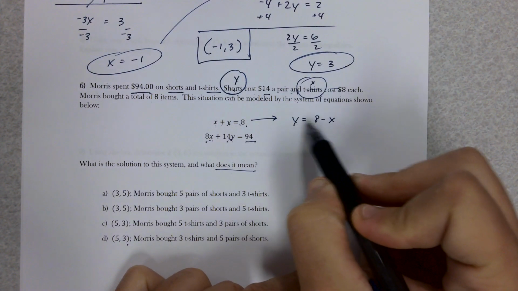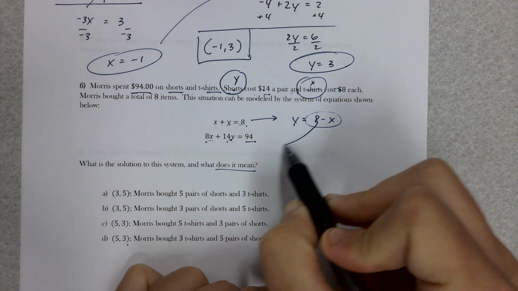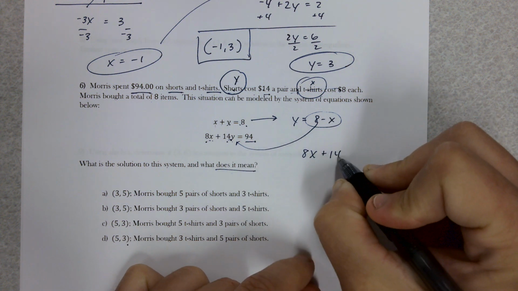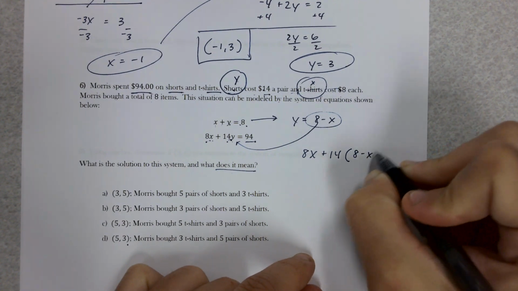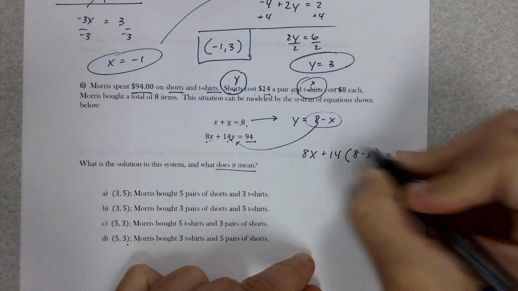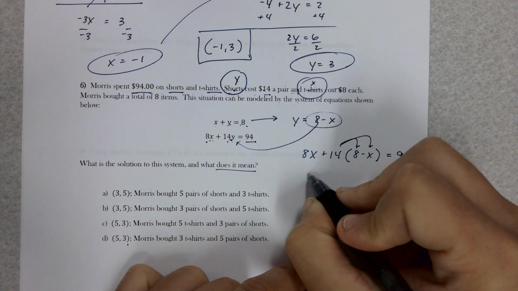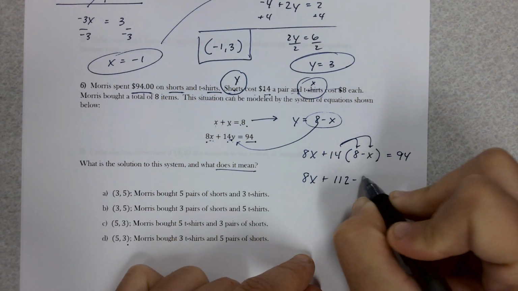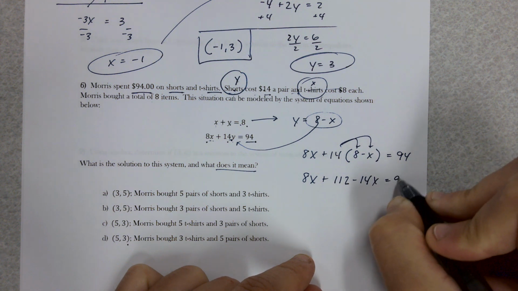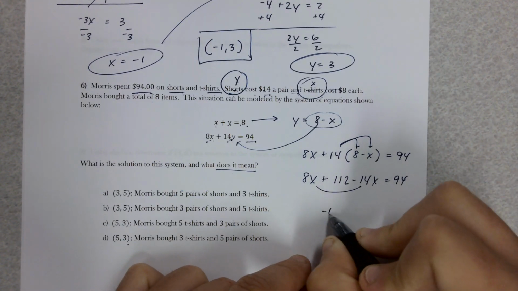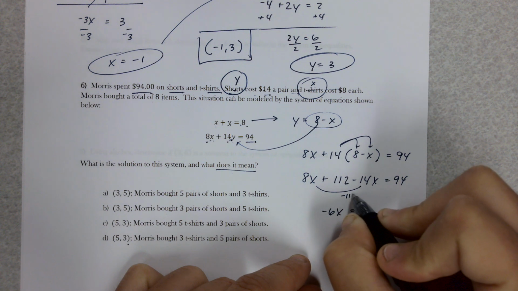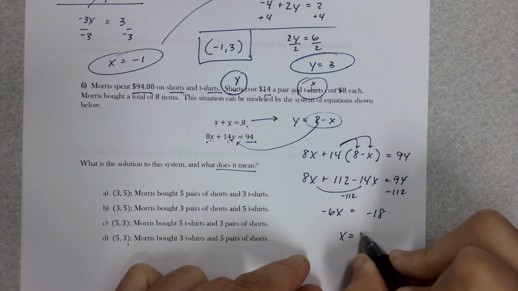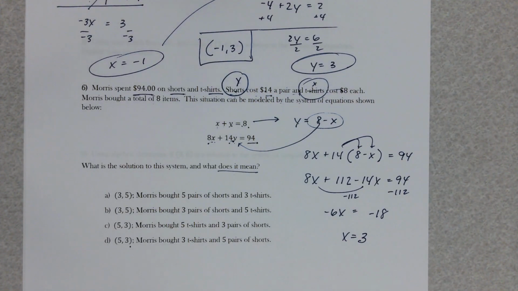I can easily isolate y, take all this stuff, plug it in for y. That gives me the equation 8x plus 14 times 8 minus x is equal to 94. I can distribute and start to solve. So we've got our 8x plus, that'll be 112 minus 14x equals 94. I can combine my like terms, take this 112 over to the other side, and I can find out that x is in fact 3.